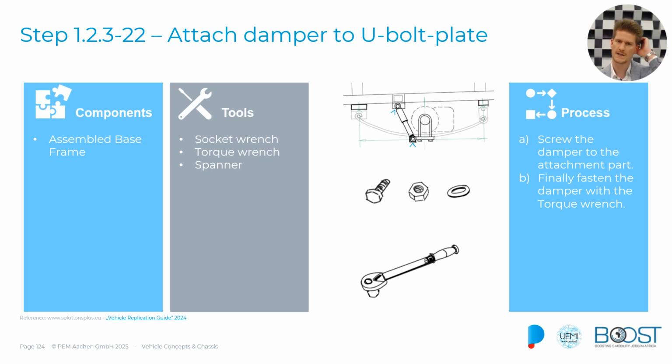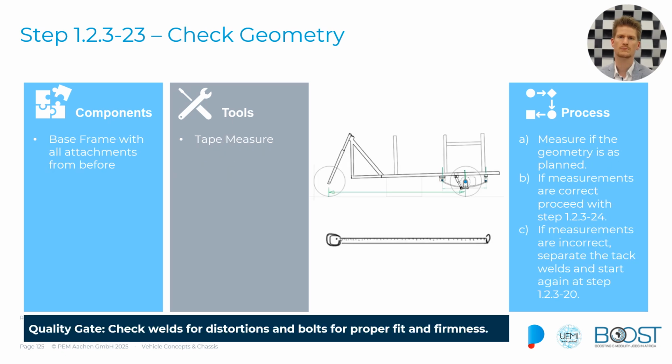we look at the attachment of the dampers to the U-bolt plate. Again, because we have a hole in there, we can just screw it onto the attachment part and finally fasten it with the torque wrench set to the according torque. And then we do have a rather complete rolling chassis at this point.